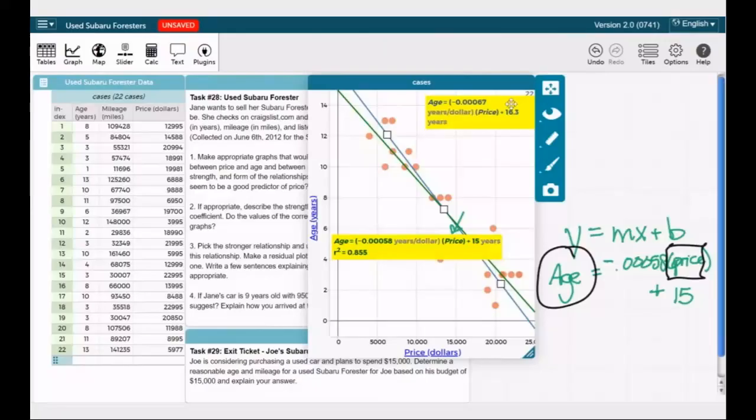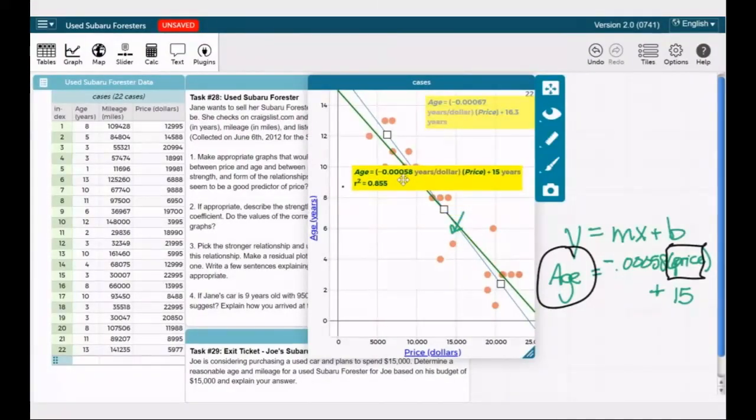Now, take a look at this r squared value. Do you see this? It says r squared. R squared is 0.855, okay? That is called a correlation value. And I want you to hang on to this sheet. I should have had you pick this up on the way in. These are definitions of some things that are going to be really important.